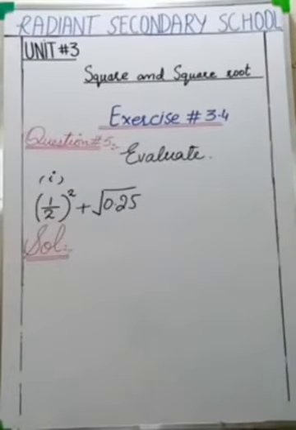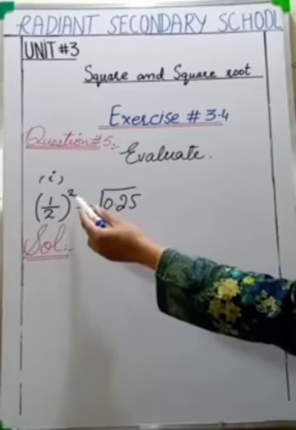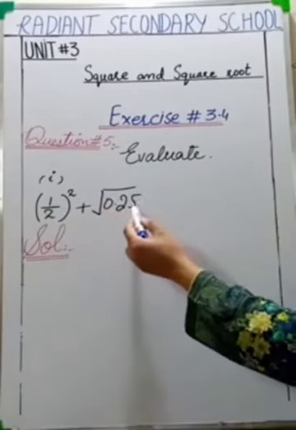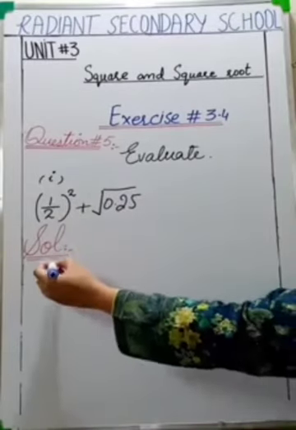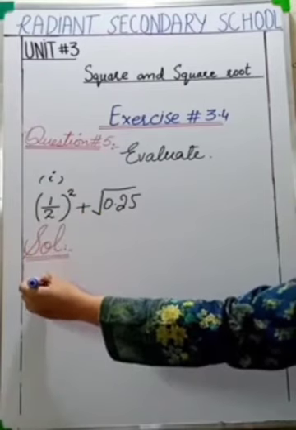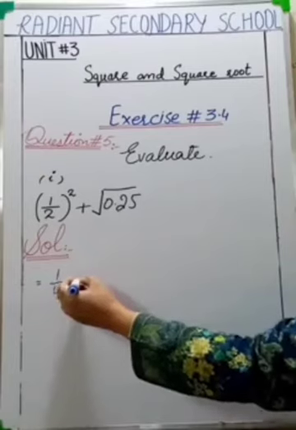Next question is question number 5. The question is evaluate. This question has 3 parts. First part is 1 by 2 whole square plus 0.25 under root. First you will find the square of this fraction. Square of 1 is 1 and square of 2 is 4.